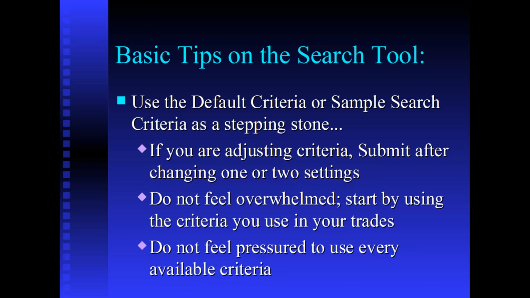But you're going to have a different risk-reward threshold. You're going to have different criteria you want to incorporate. So you can use those sample searches or the ones in the default search as a stepping stone. You adjust your criteria after you originally have that search. One good tip is adjust one criteria at a time and submit it.